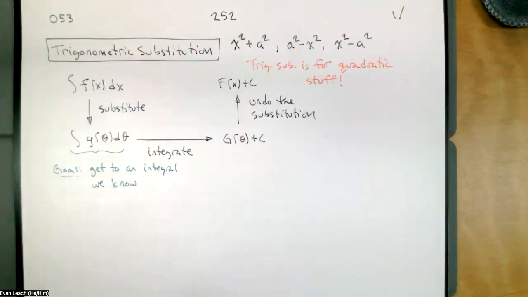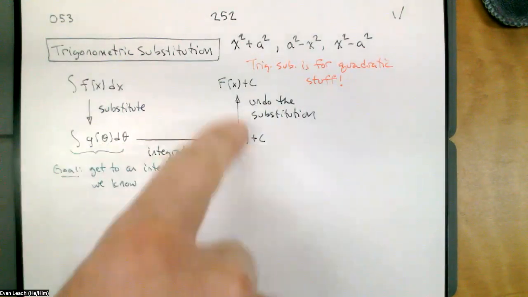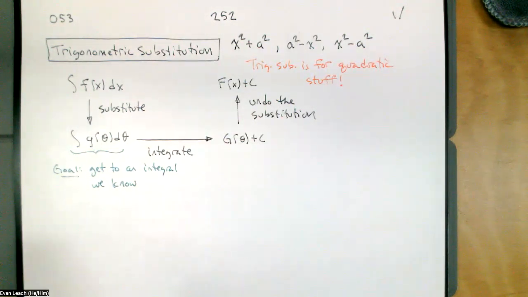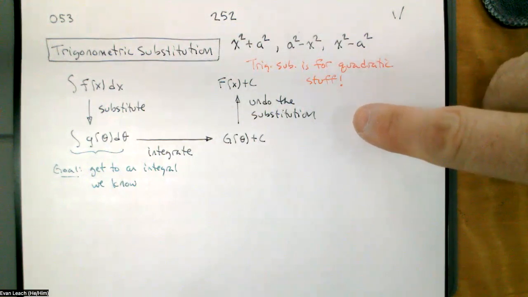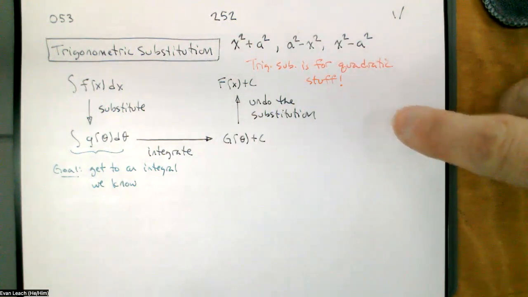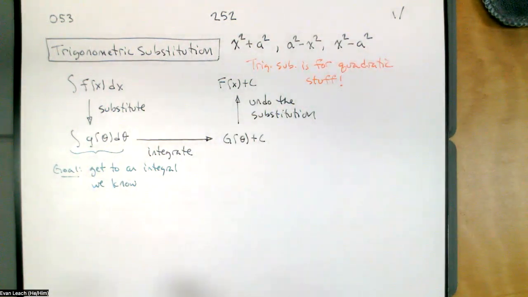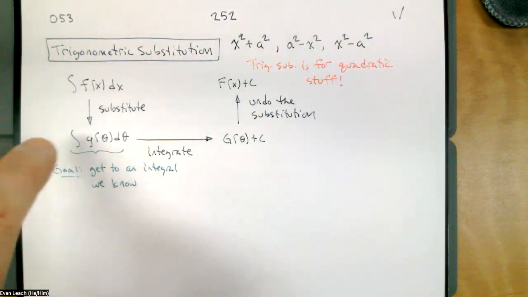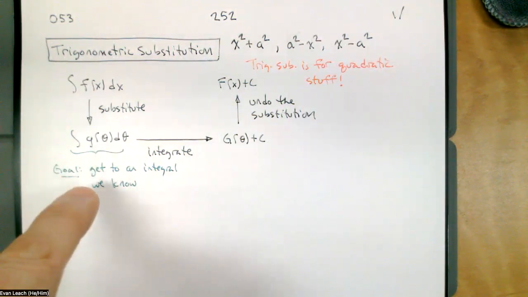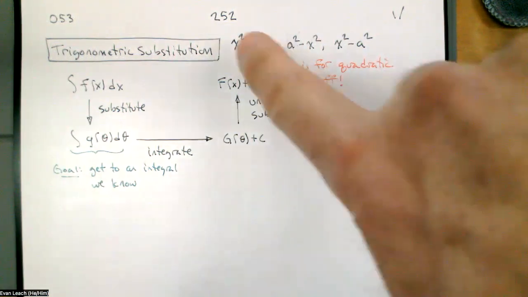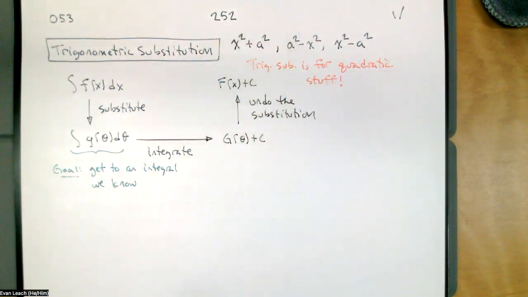Our plan follows the 3 steps that we have in this diagram. First, we need to learn how to do the substitution. We need to learn the trigonometric substitution. We need to learn the integrals that are going to be produced by trigonometric substitution. Then we also need to learn how to undo the substitution. So we've got 3 things that we need to go over. How to get to the theta integral, how to integrate the results of that substitution, and then how to undo the substitution.